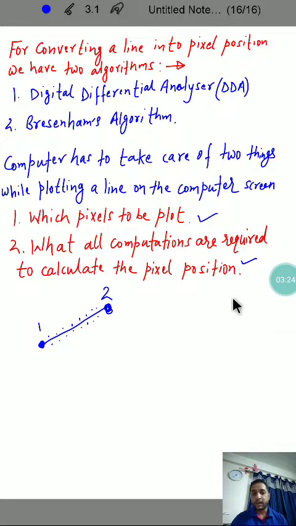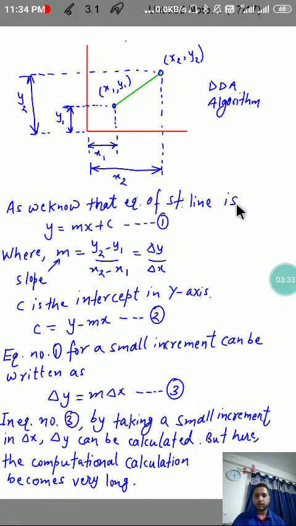Remember this thing. Now we will move towards our first algorithm, that is the DDA algorithm, and let us see what the expression for that is. So now let us derive an expression for the DDA algorithm. As you know, it is an algorithm which is used to find the pixel positions in order to draw a line on a computer screen. That's why we use the DDA algorithm.